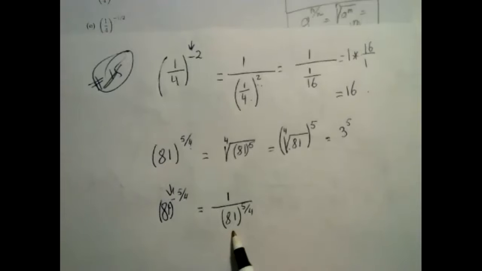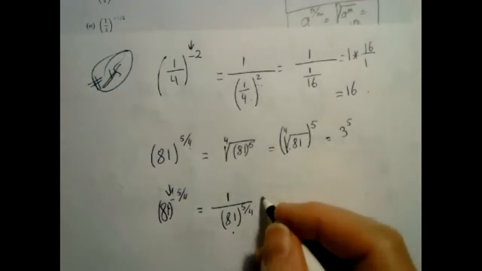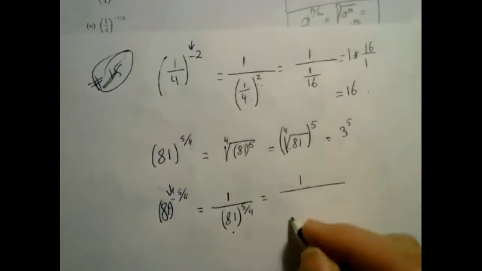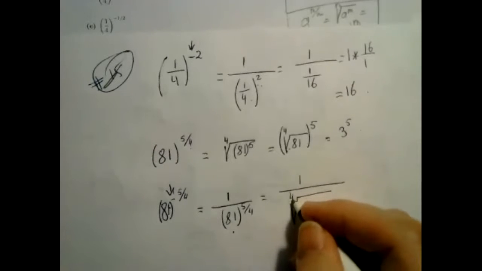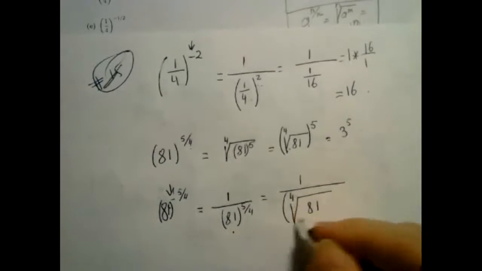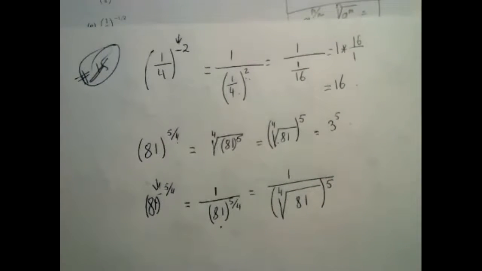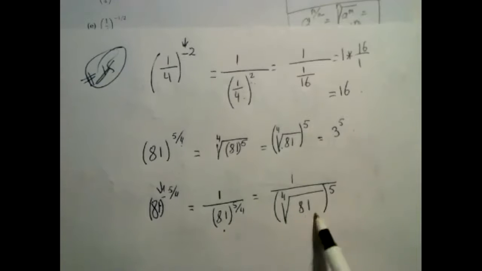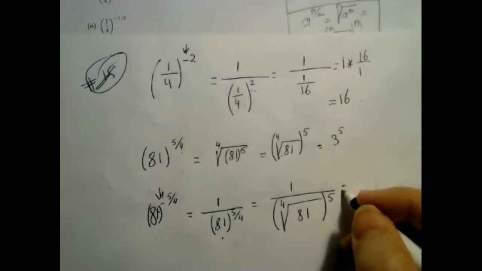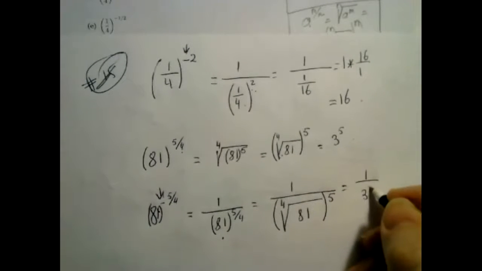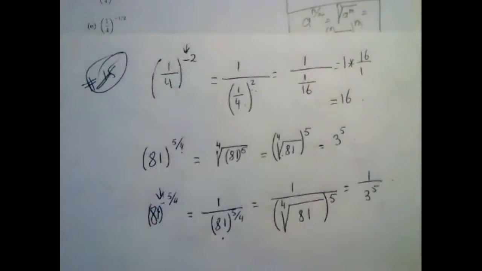Because I have a minus, it just goes to the denominator and becomes a plus. That's what it is. So this is going to give me 1 over the 4th root of 81 to the power 5. So when I'm telling you rewrite, that's the kind of rewriting I'm expecting. And that's 1 over 3 to the power 5 that we can evaluate.